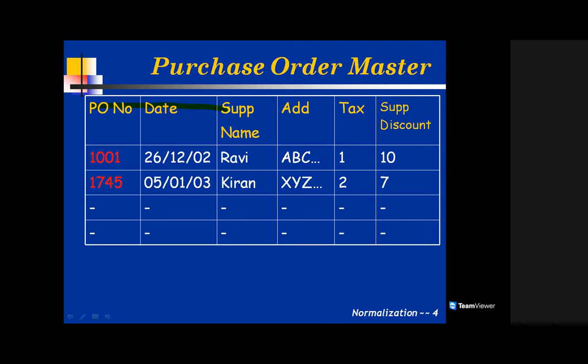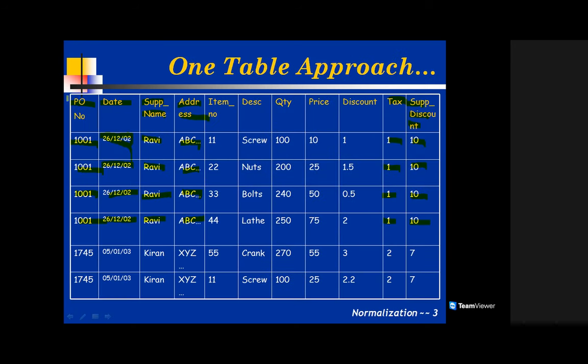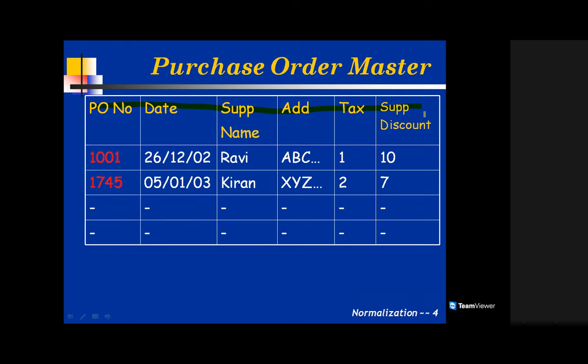This will become one table, and here you will have that. So PO number will come out, date will come out, supplier name will come out, address will come out, tax will come out, supplier discount will come out. So that is the table. This table name is purchase order master: 1001, date, Ravi, address and tax, and this one, 1745. And if we have one more PO number, that PO would come here.